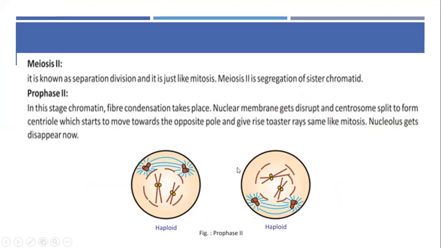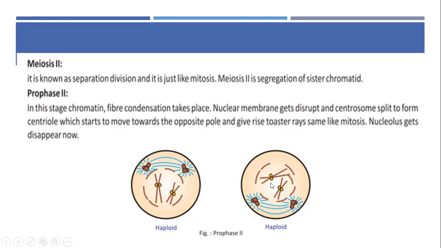Now let's talk about meiosis 2. So it is a separation division and it is very much similar to mitosis. So here in meiosis 2, the segregation of sister chromatids is happening. Now meiosis 2 is nothing but actually your mitosis. Okay. So in this stage, the chromatin fiber condensation starts again. The nuclear membrane will again disappear. The centrosome will split into two and they will reach the opposite pole.